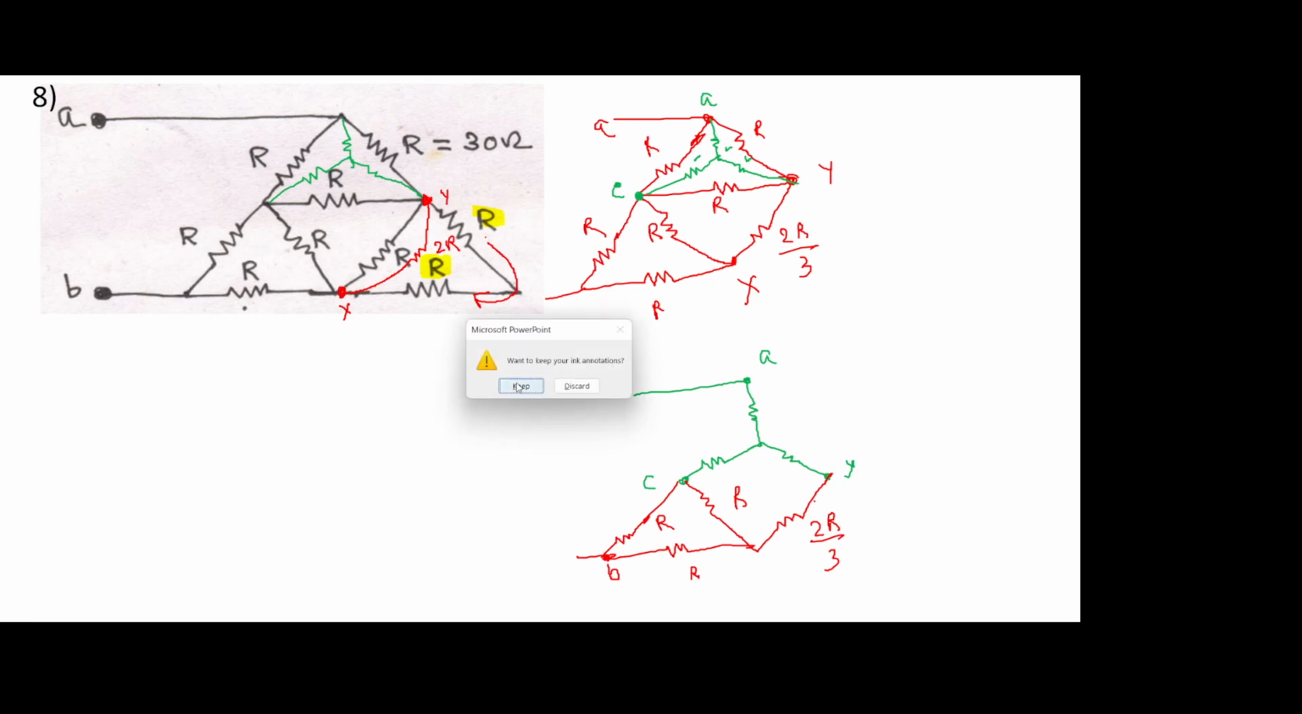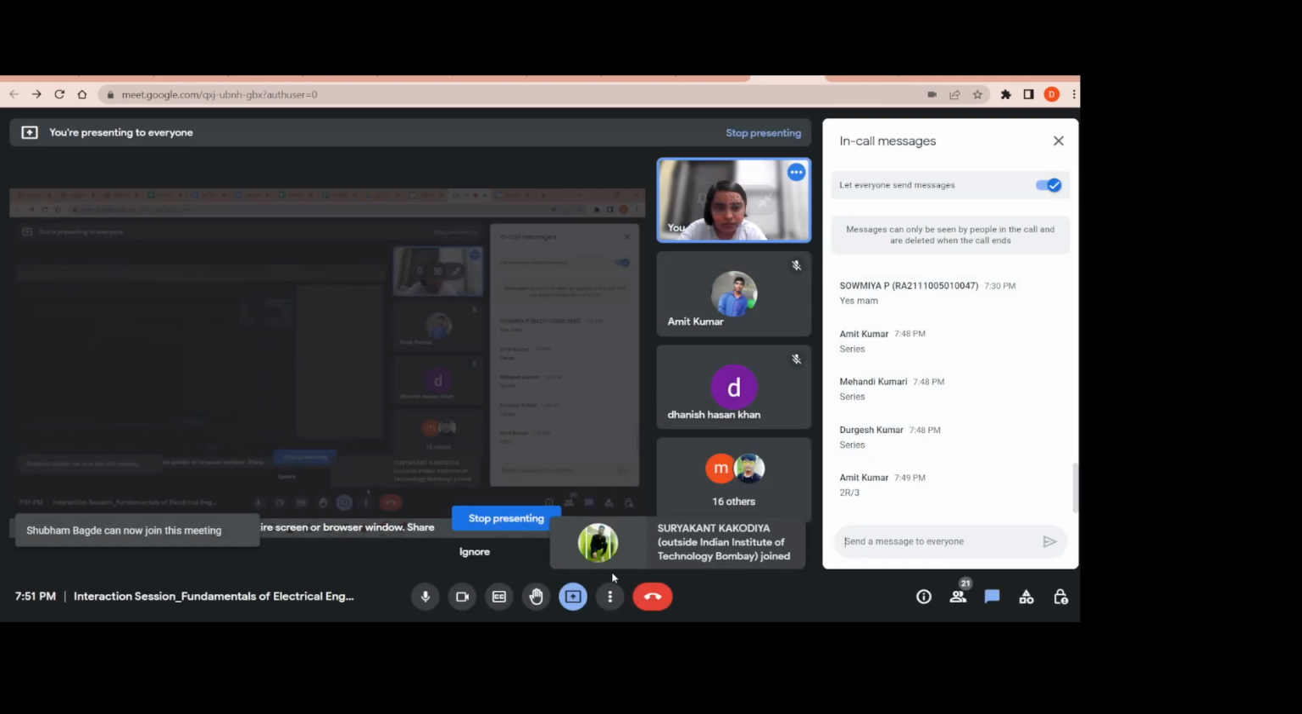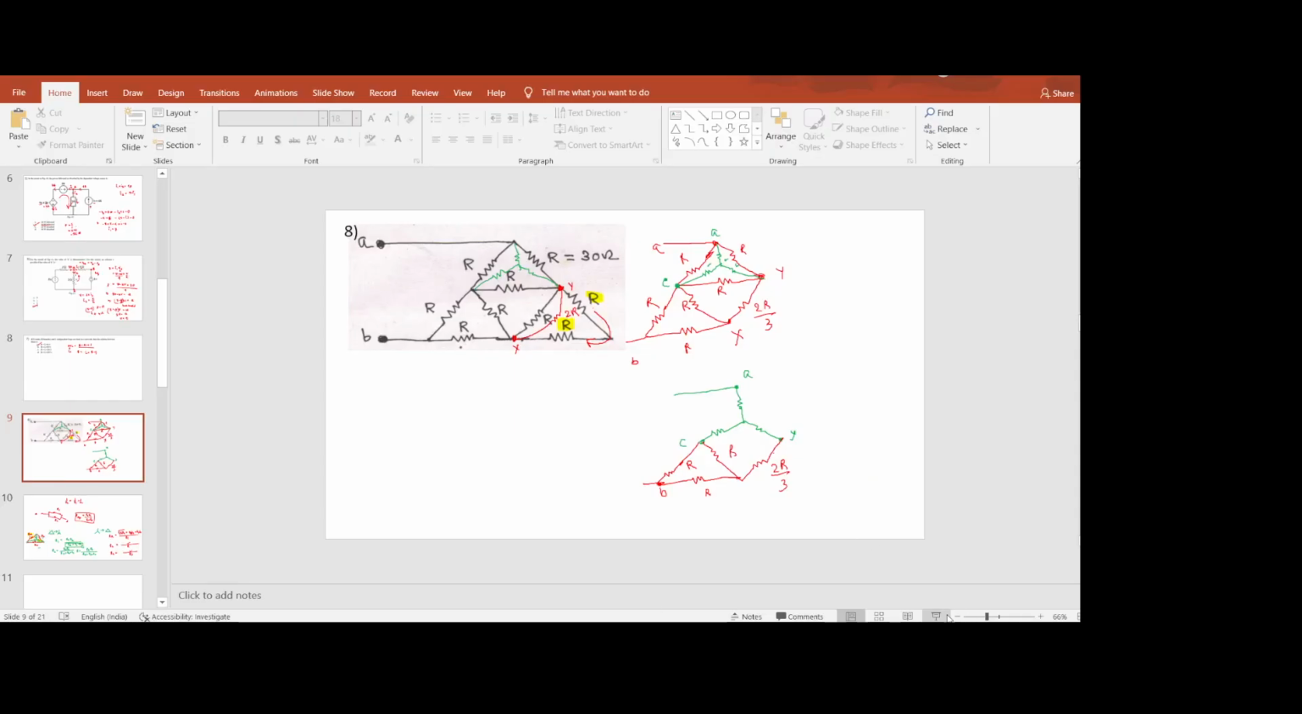Now can anyone tell me what will be the value of this R? In the meanwhile, admit whoever is here. Okay, maybe let's discuss the first conversion, then you can comment on the second conversion, right?